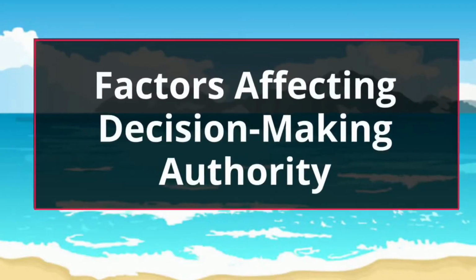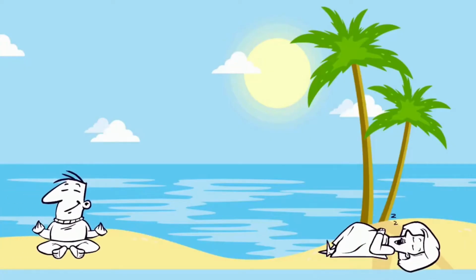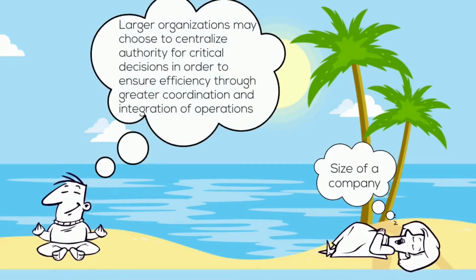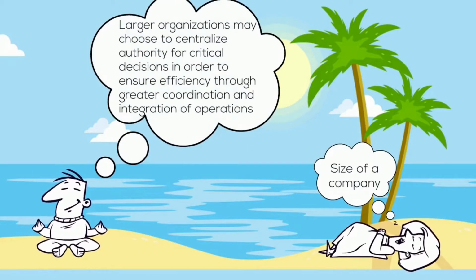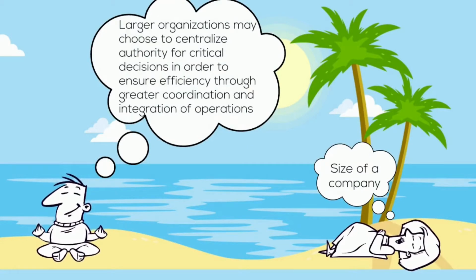Factors affecting decision making: authority. The first one is size of company. Larger organizations may choose centralized authority for critical decisions in order to ensure efficiency through greater coordination and integration of operations.